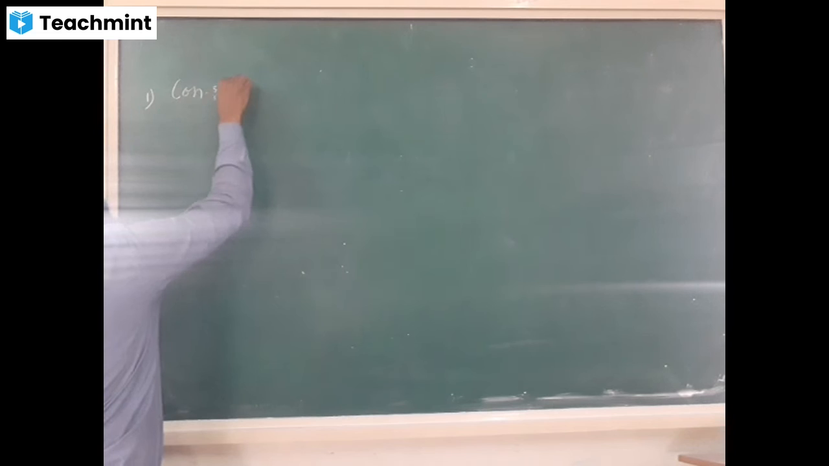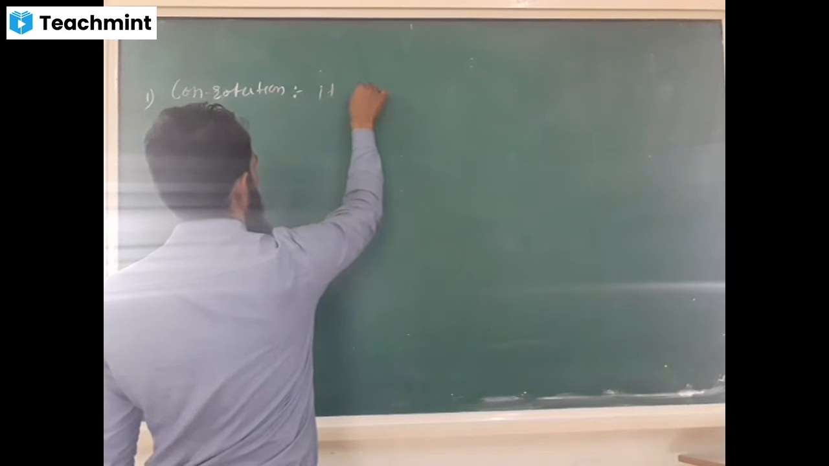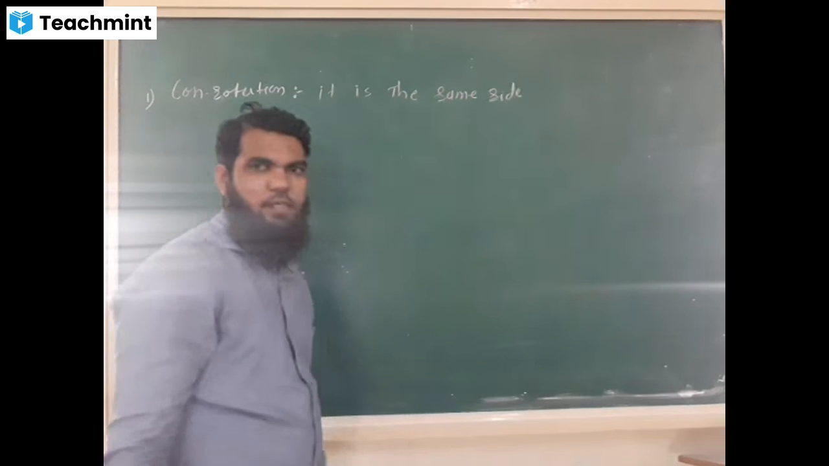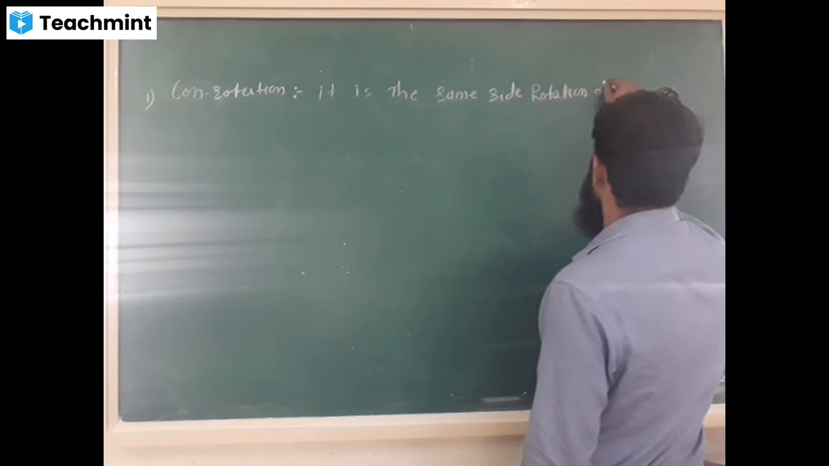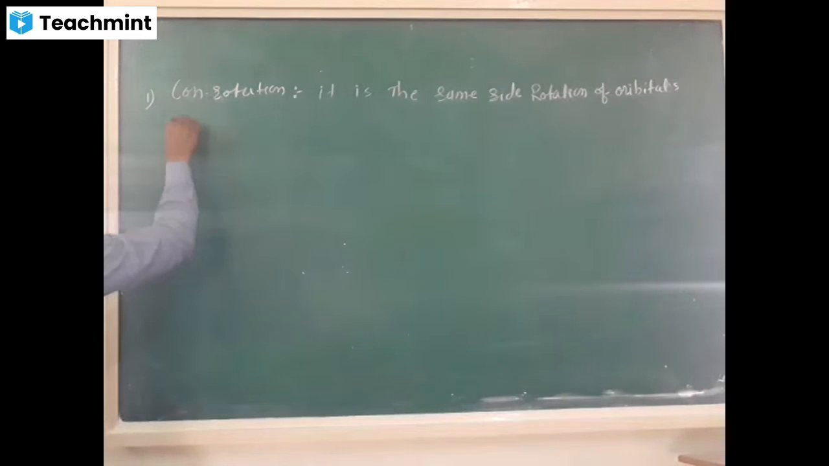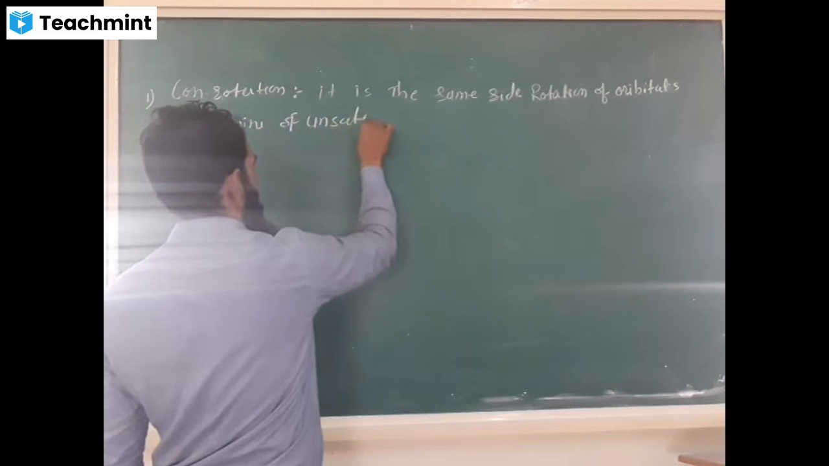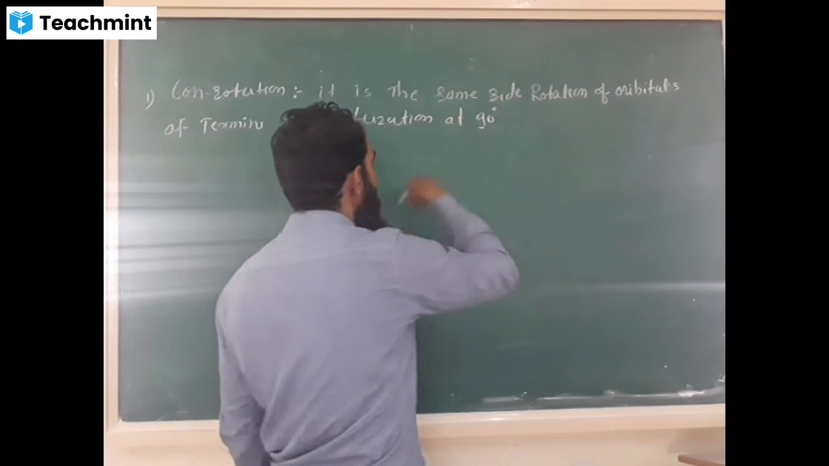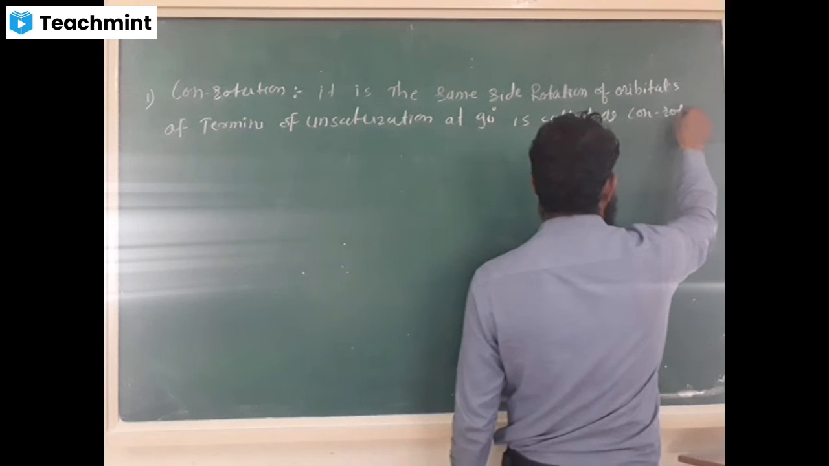So what is conrotation? It is the same side rotation of orbitals of termini of unsaturation at 90 degrees, called conrotation.